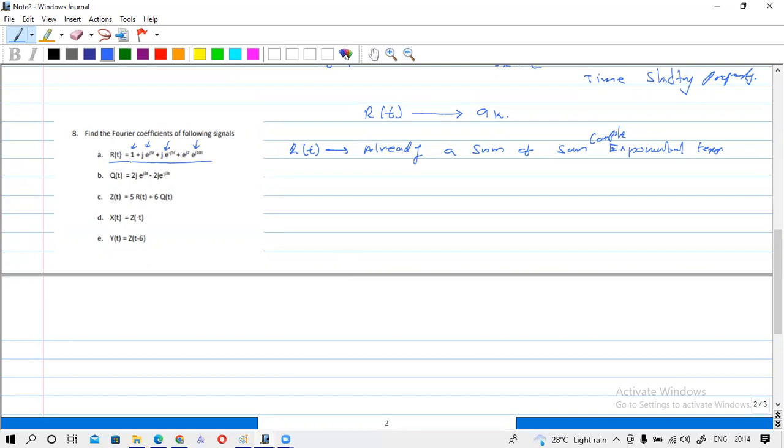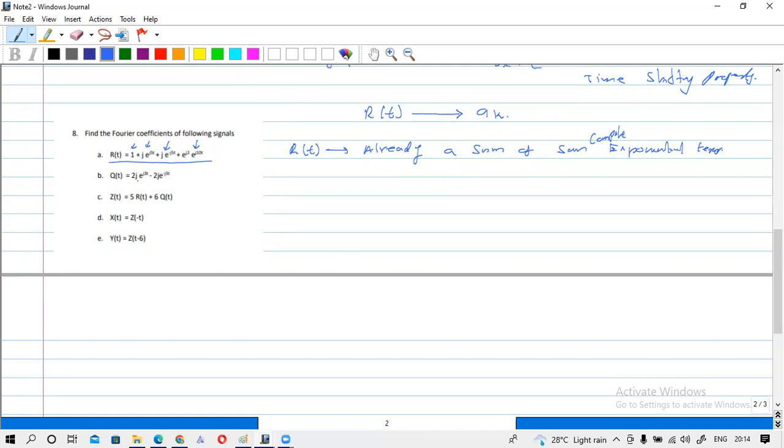If we find the Fourier series representation of this x(t), we express it as a collection of complex exponential terms, and it is already in that form. So we don't need to find the Fourier series representation; it is given. This is the Fourier series representation of x(t).